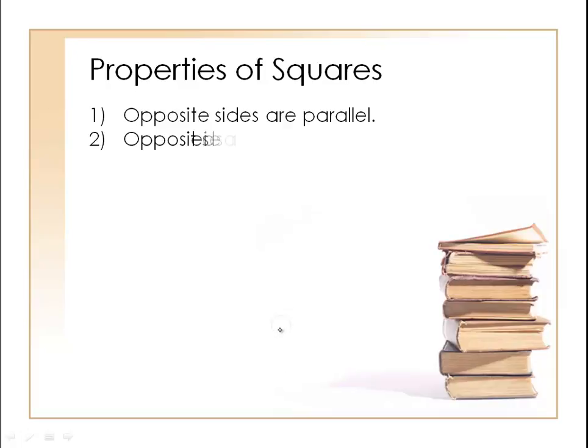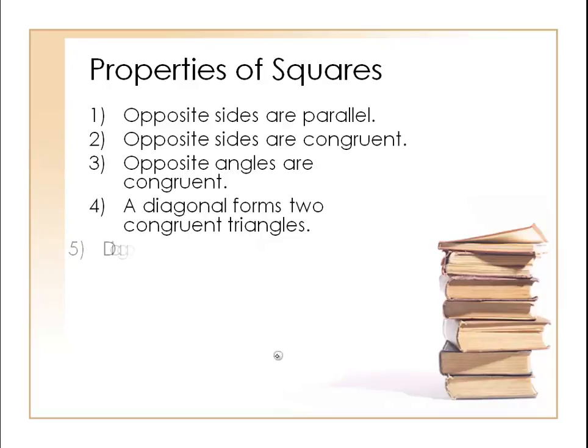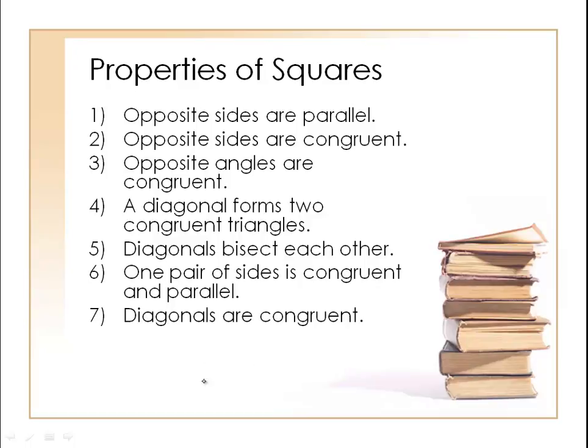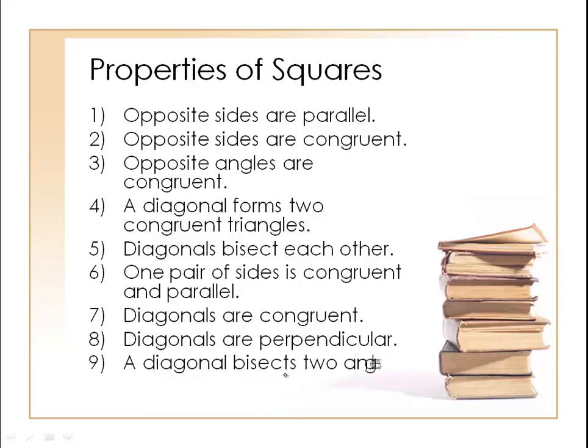So you'll notice these first 6, if I can get these to pop up, are identical to the first 6 properties of a parallelogram. Then you'll notice that the next piece that pops up says diagonals are congruent. That comes from the idea of a rectangle. And diagonals are perpendicular comes from the idea of a rhombus. And then it says diagonals bisect 2 angles. That comes from a rhombus.